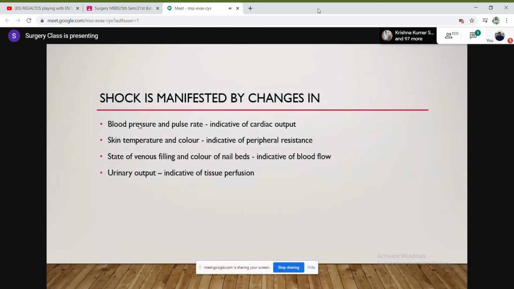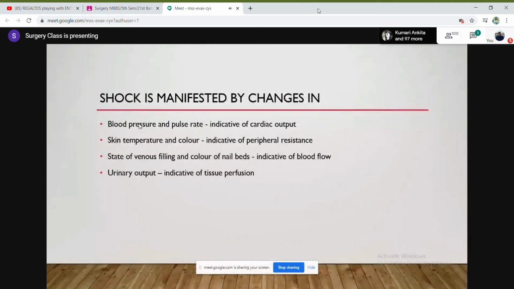So there are changes in the blood pressure and pulse rate that is indicative of cardiac output. Cardiac output is the amount of blood that the heart is pumping every minute. The other thing is the skin temperature and color, right? That is indicative of peripheral resistance.